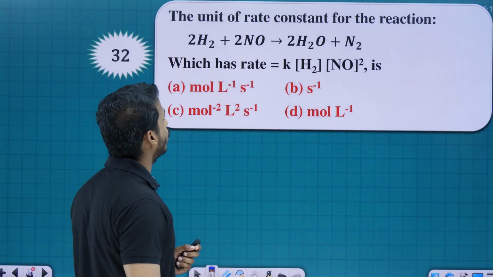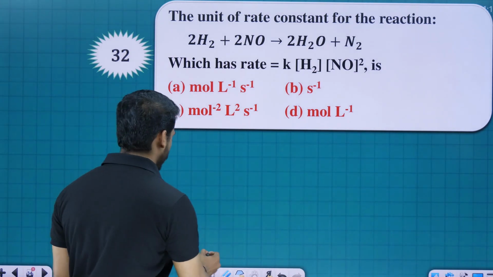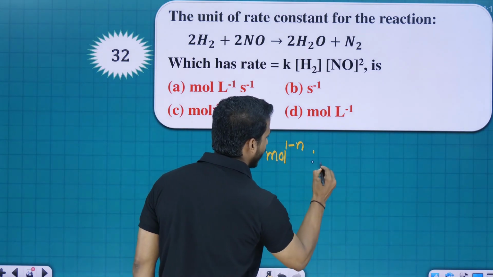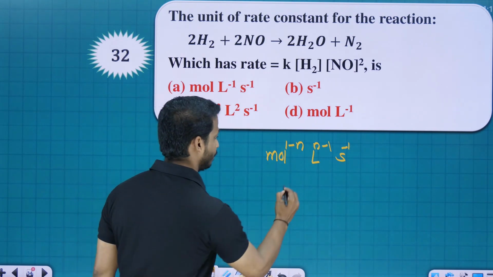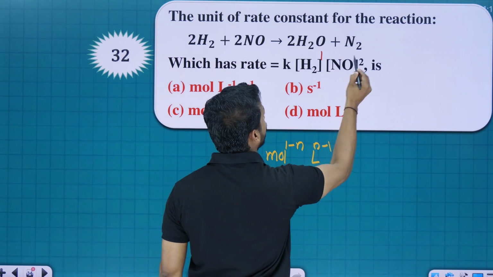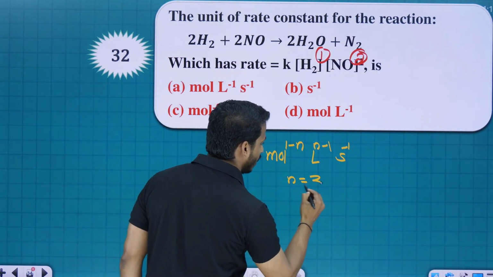32, unit of rate constant for the reaction. All right. What is the general unit of rate constant? Mole raised to 1 minus n, liter raised to n minus 1, second raised to minus 1. Here what is n? n is the order. What is the order of the reaction? Rate law given. So 1 plus 2, 3 is the order here. So n is equal to 3.